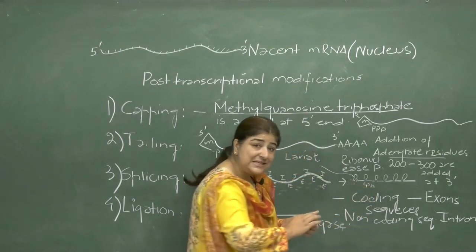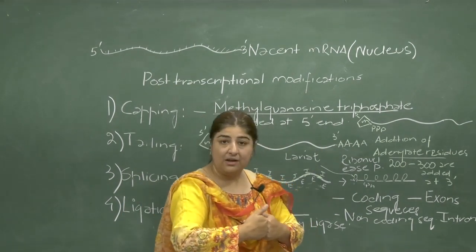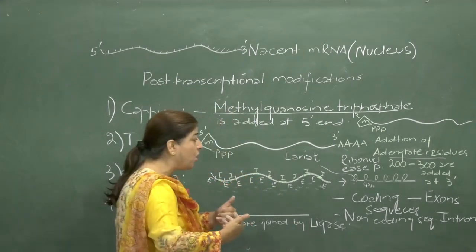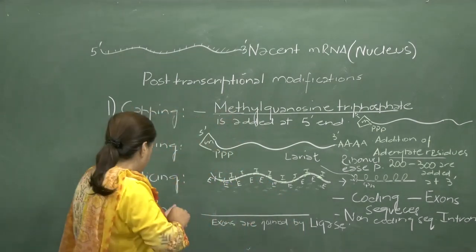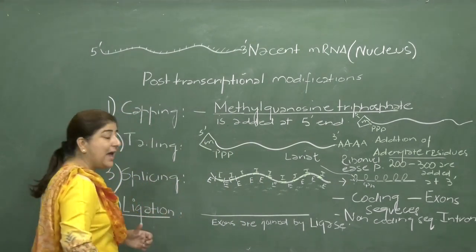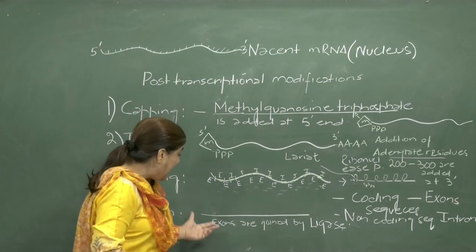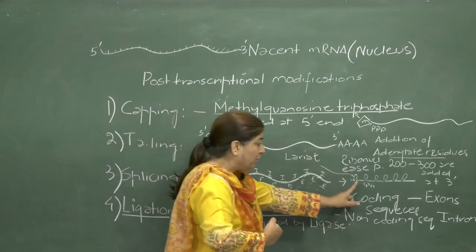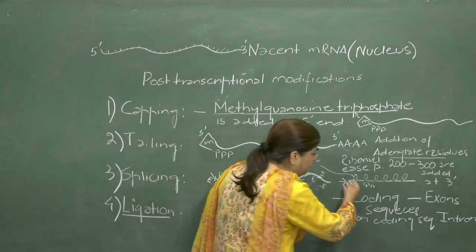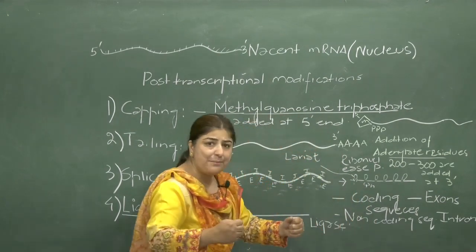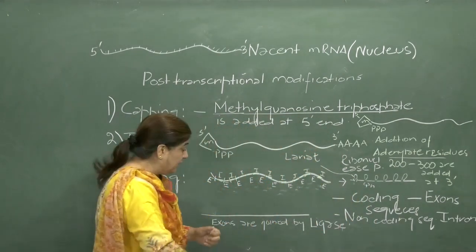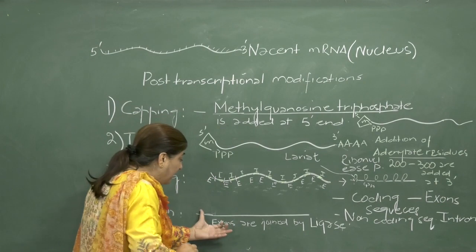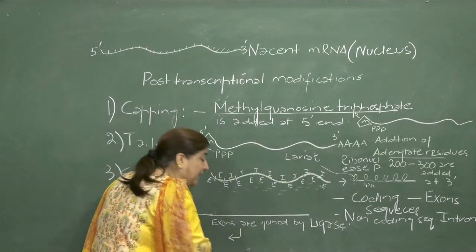There is a gap, and this gap needs to be filled; the two exons need to be joined. These two exons are joined by a process known as ligation. Ligation is basically the joining of the two exons. When all of the exons in a nascent mRNA transcript are joined, at the end of the ligation a functional mRNA is produced.